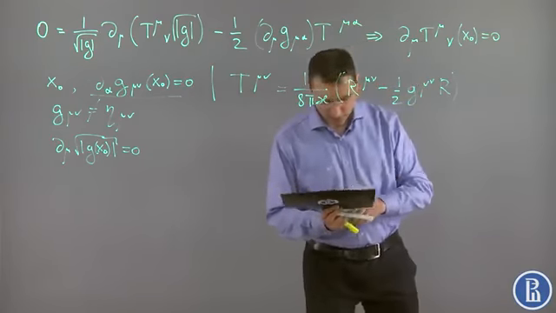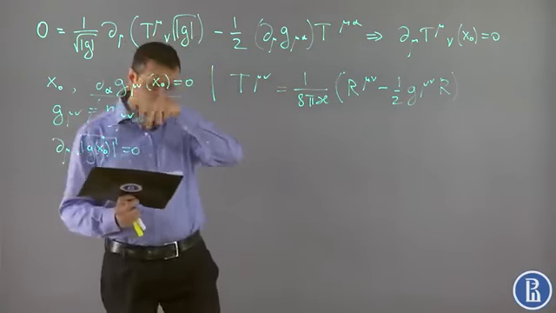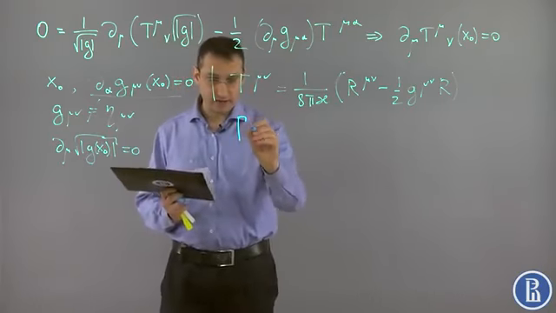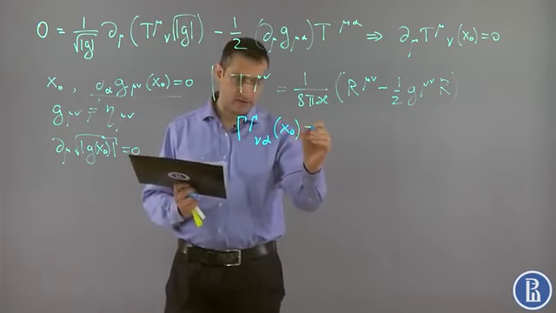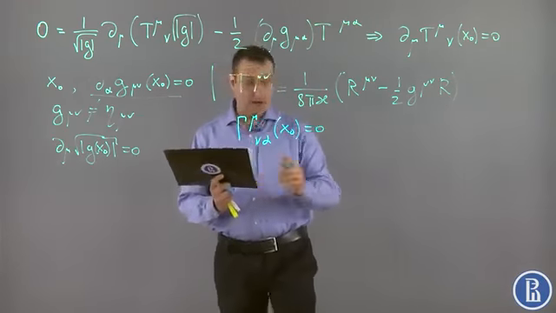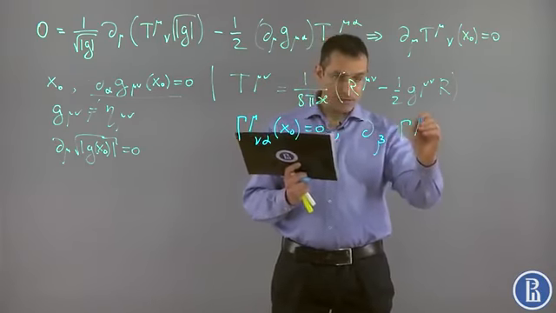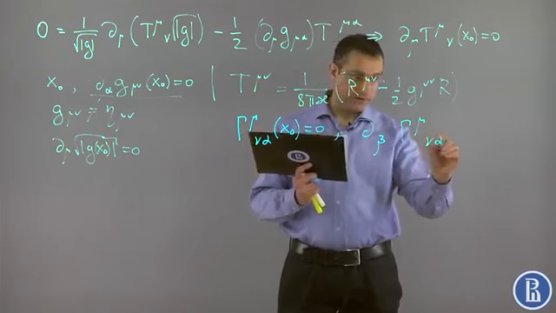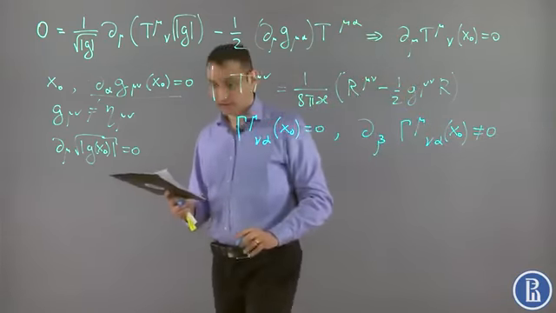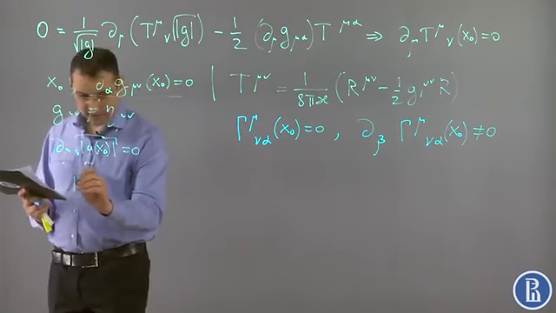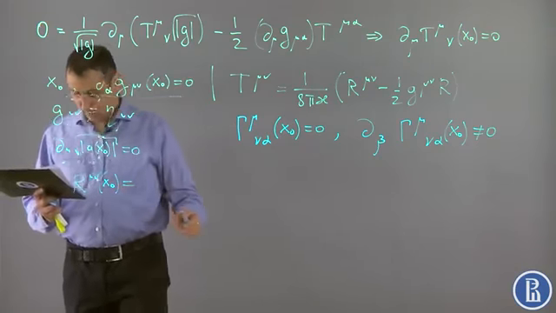In this frame, we have that because derivatives of g are equal to zero, we also have that Christoffel symbols Γ^μ_{να} at x0 are zero. But ∂_β Γ^μ_{να} at x0 is not equal to zero. As a result, Ricci tensor at this point and in this frame is as follows.